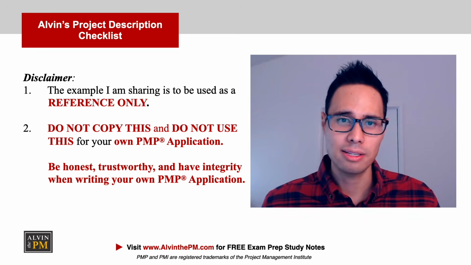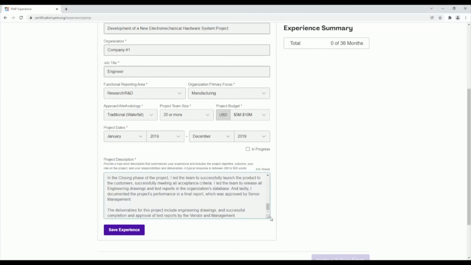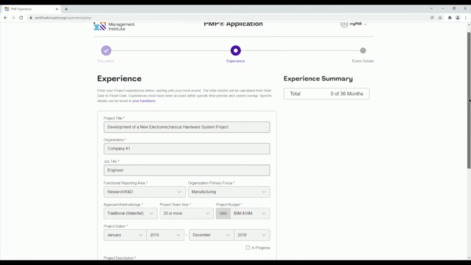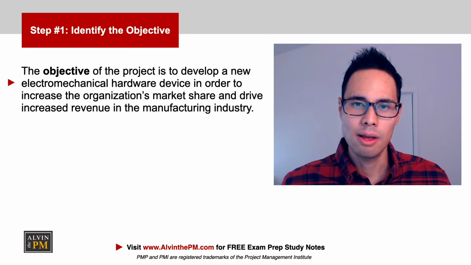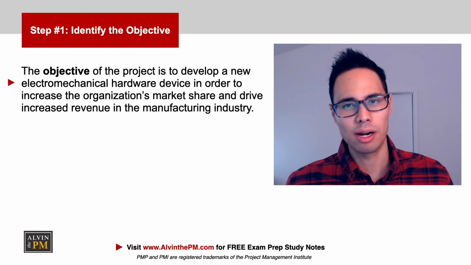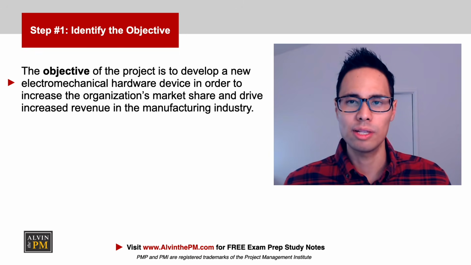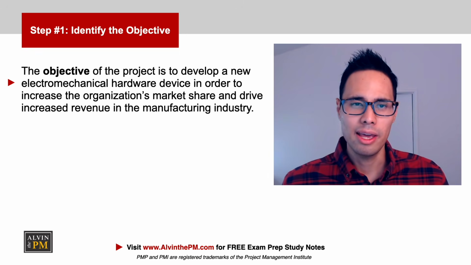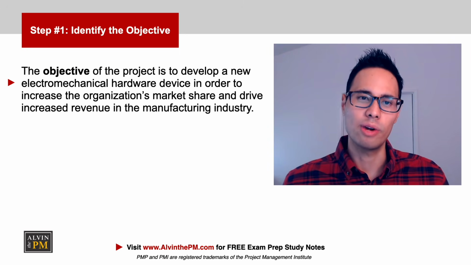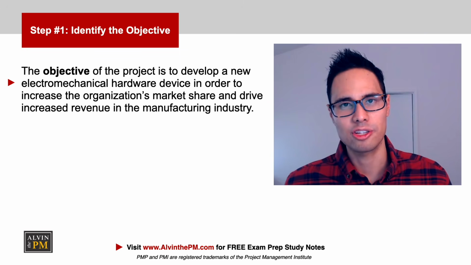So with this checklist, let's get started with writing the description for our very first project, the development of a new electromechanical hardware system. So starting off with step 1, what is the project objective? The objective of the project is to develop a new electromechanical hardware device in order to increase the organization's market share and drive increased revenue in the manufacturing industry.